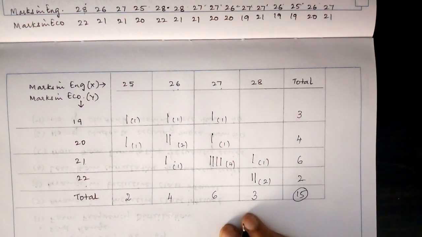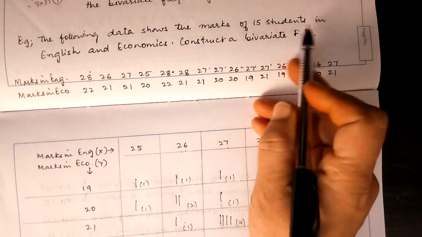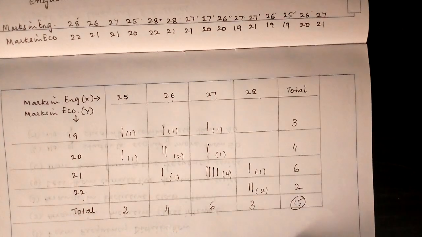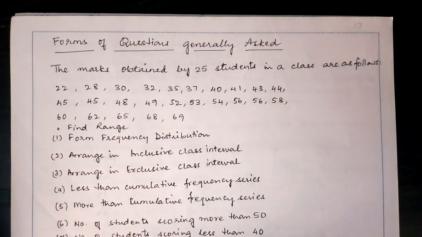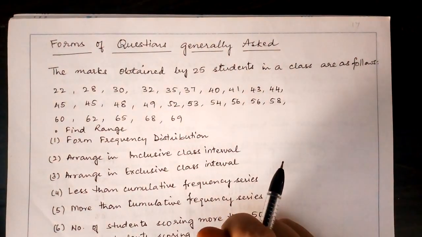That is the number of students in the class whose scores were given. So 15 students in English and economics. So this is the bivariate frequency distribution. Now we are going to deal with the forms of questions that are generally asked while presenting data.